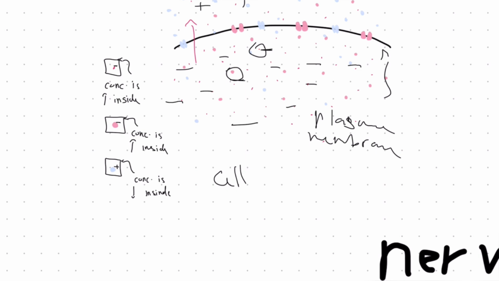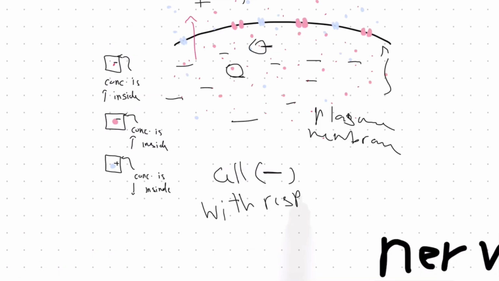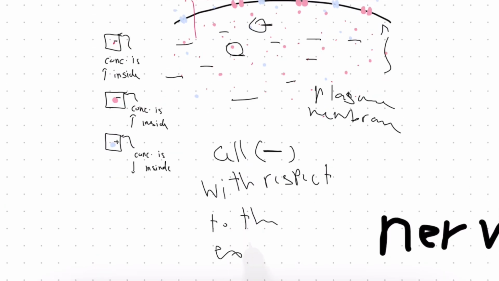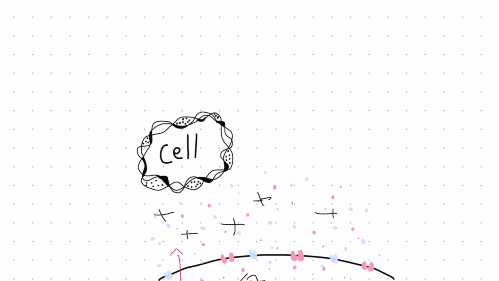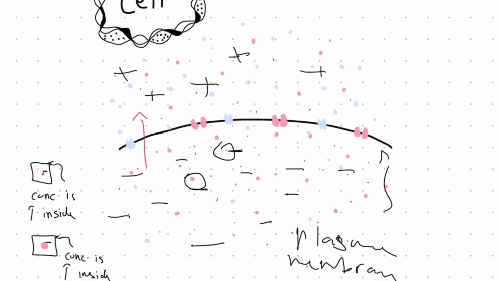The cell becomes negatively charged. The cell has a negative charge with respect to the exterior of the cell. Because there is a difference in potential across the cell membrane, we will have voltage. And now the question is, do these ions move through the membrane?